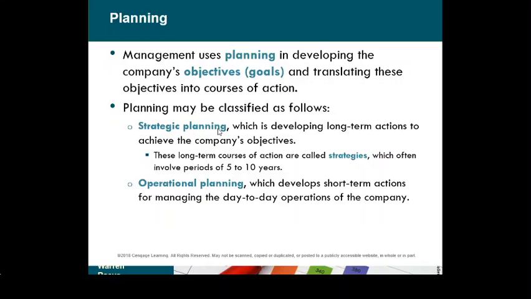Strategic planning is basically a long-term plan to achieve the company objective that has been set just now. It caters a long plan between 5 to 10 years. But for operational planning, this is a short-term plan which deals with the day-to-day operation of the company.